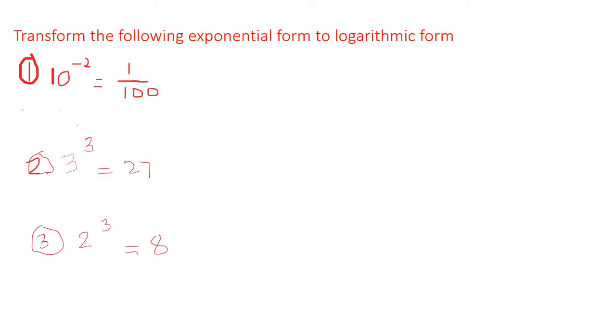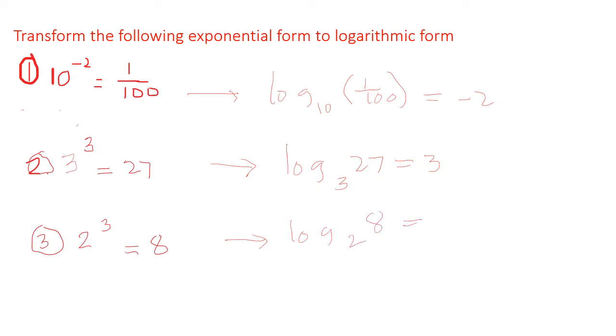Transform the following exponential form to logarithmic form. So this one equals log of 1 over 100 to the base 10 equals minus 2. So the same thing for this one: log of 27 to the base 3 equals 3. So the same thing for this one: log of 8 to the base 2 equals 3.